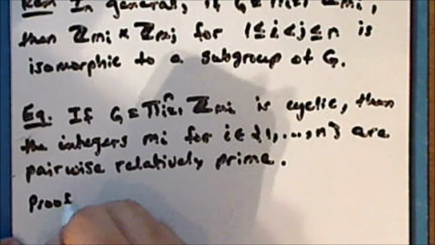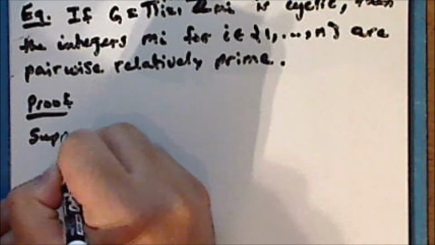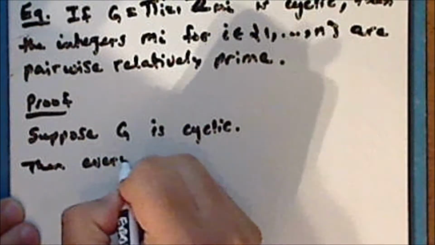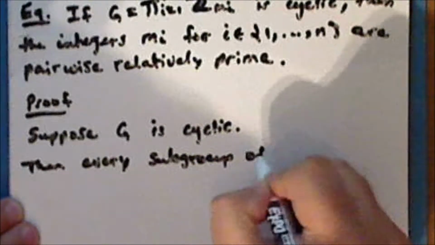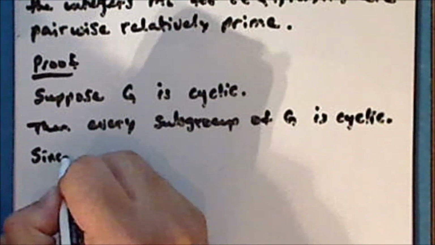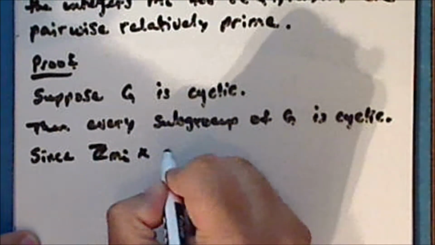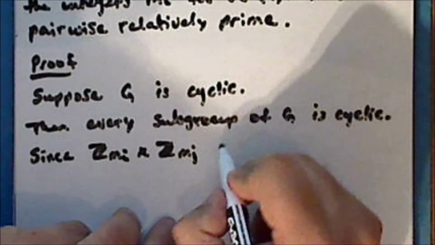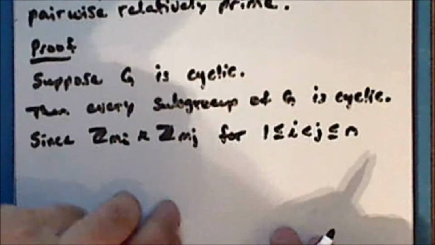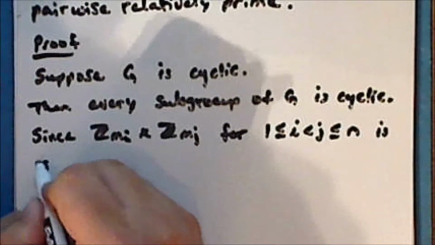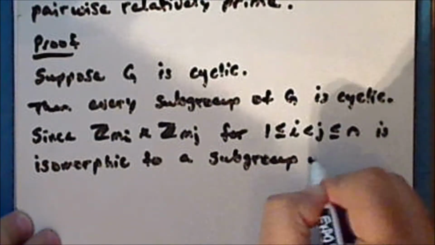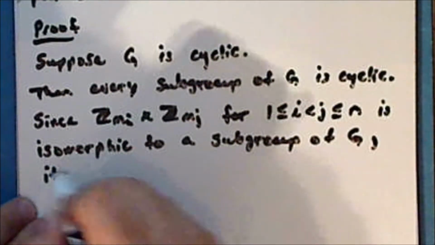So proof: suppose that the group G is cyclic, then every subgroup of the group G is cyclic. Now, since the direct product of the integers modulo m sub i with the integers modulo m sub j, for i greater than or equal to 1, strictly less than j, which itself is less than or equal to n, this direct product is isomorphic to a subgroup of the group G, and so it is cyclic.